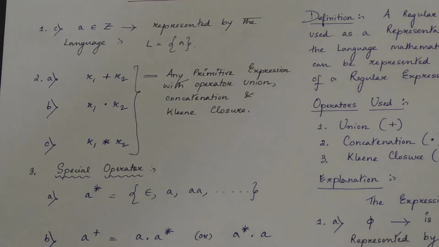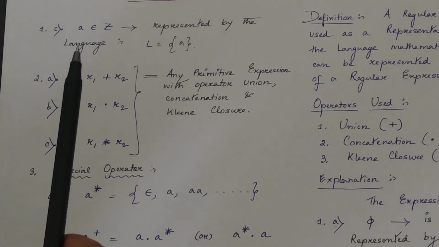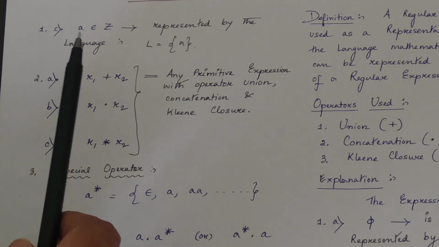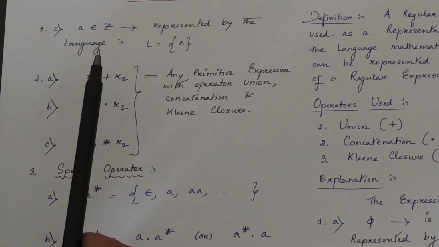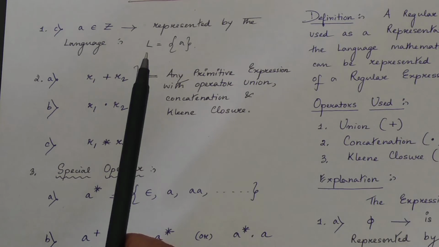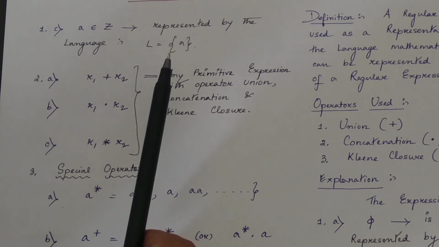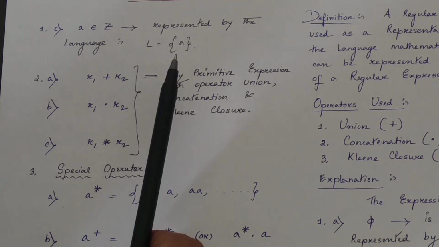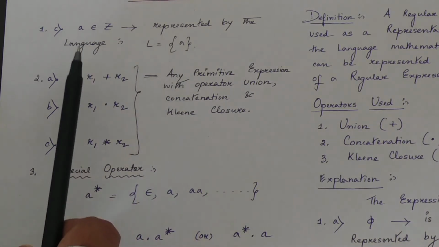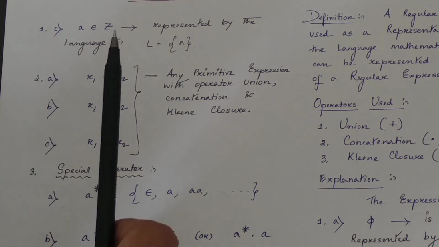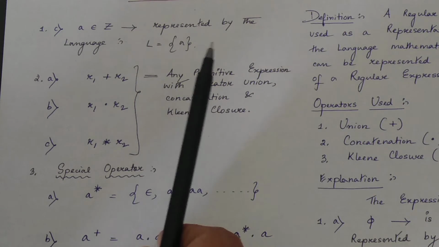Okay, so this is one more expression. Suppose a single input alphabet, say a, belongs to Z, the set of integers. Then this is represented by L equals curly bracket, a. The language is represented with a single element, that is nothing but a. If we have a, b, then we will have a, b, and so on.